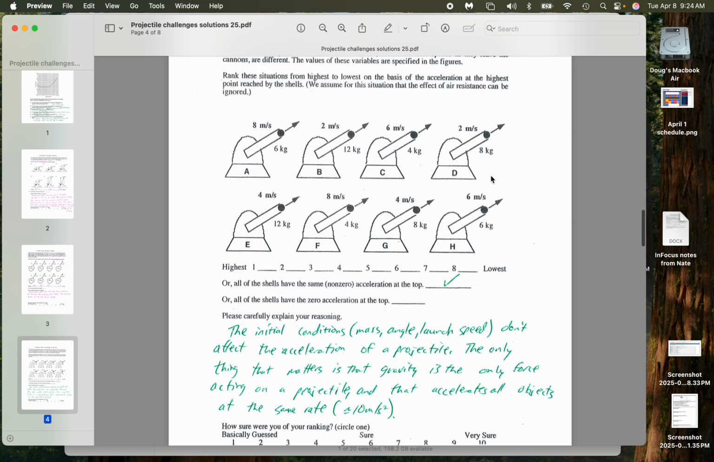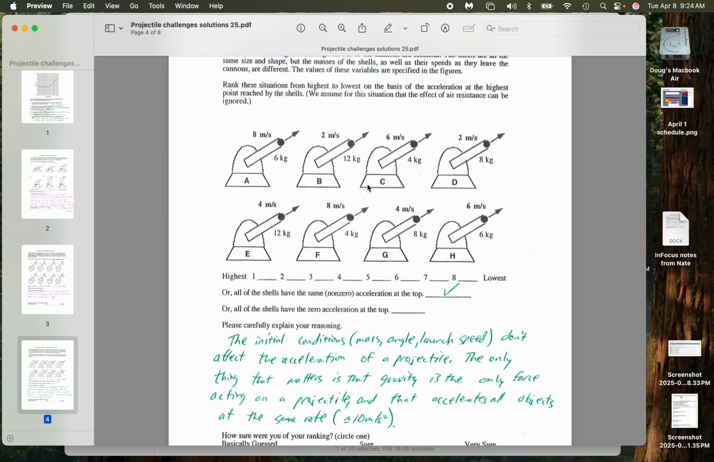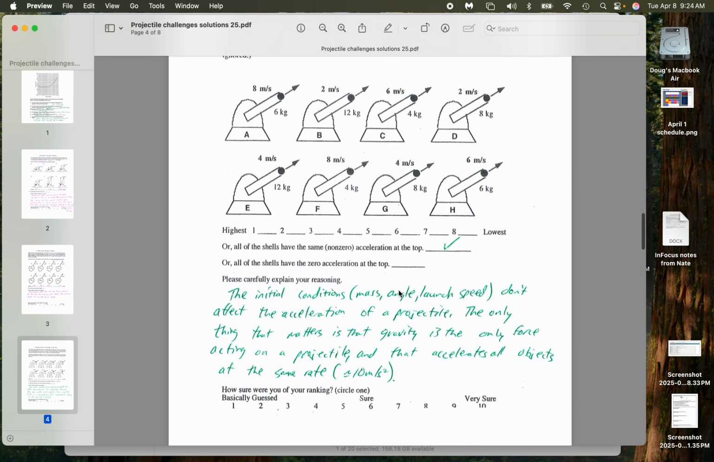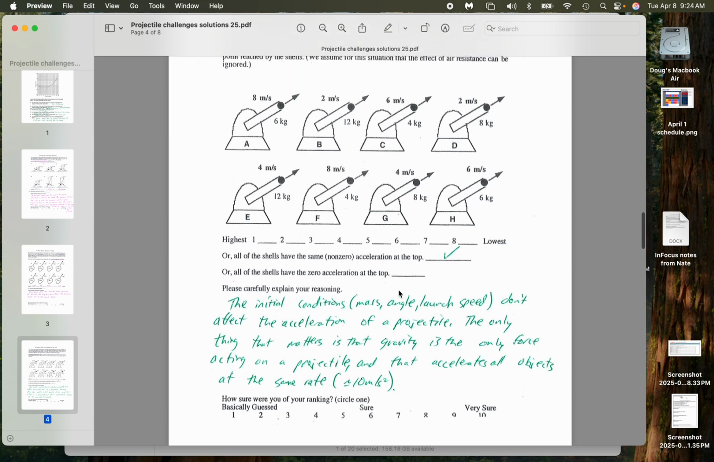For number 4, acceleration at the top. Well, as soon as this leaves the cannon, we're going to assume that the object's acting like a projectile, so there's no acceleration other than gravity. Gravity still acts on the cannonballs at the top of their paths, so they would all be accelerating at around 10 meters per second squared.